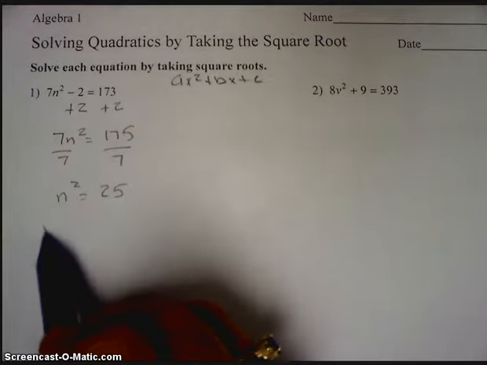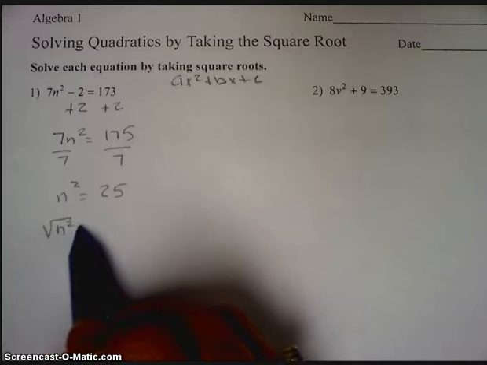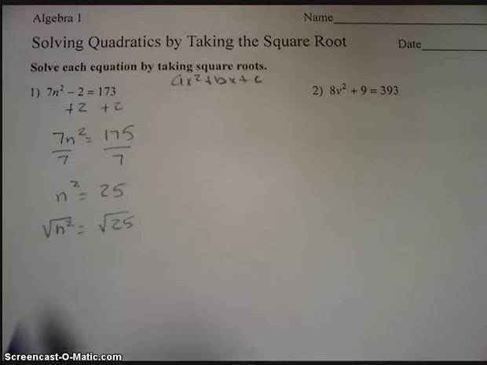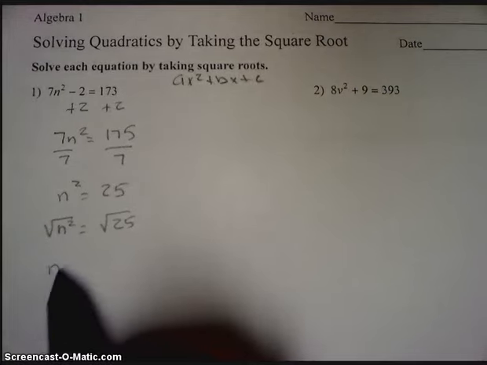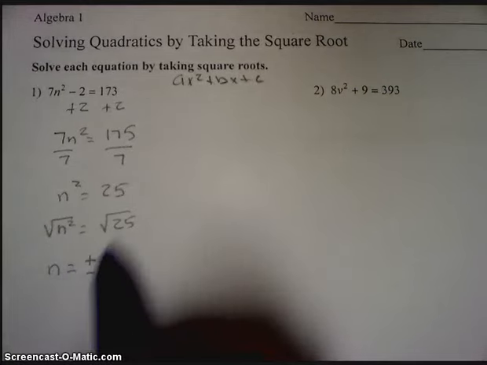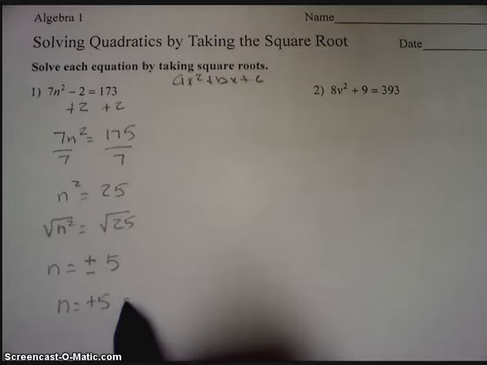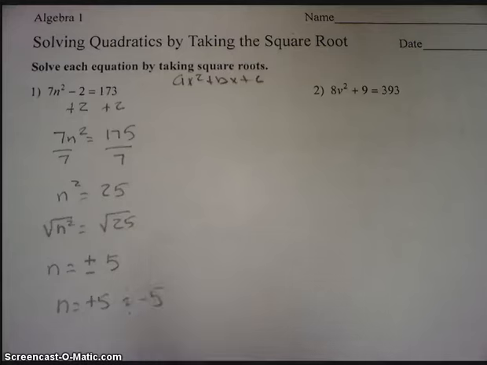I'm going to take the square root of both sides. Okay. Square root of n squared is n. It's going to be plus or minus the square root of 25, which is 5. So my n here is equal to positive 5, and it's equal to negative 5.